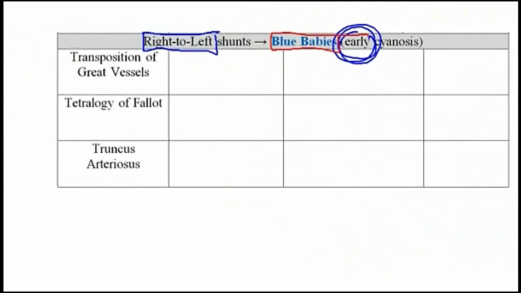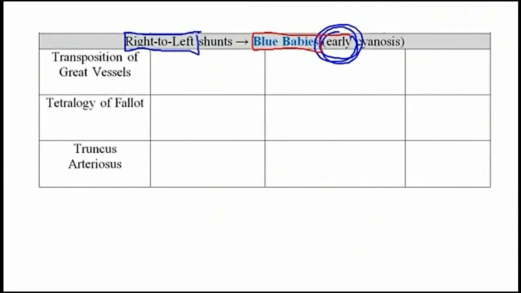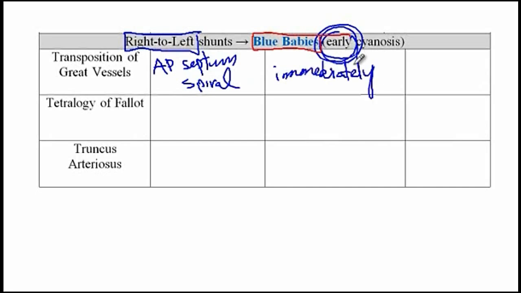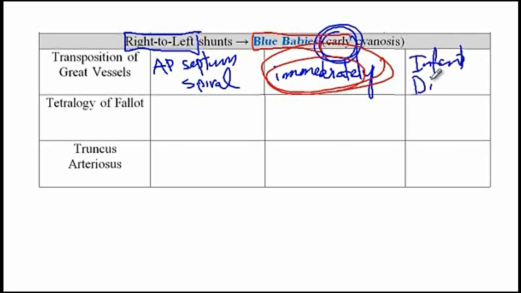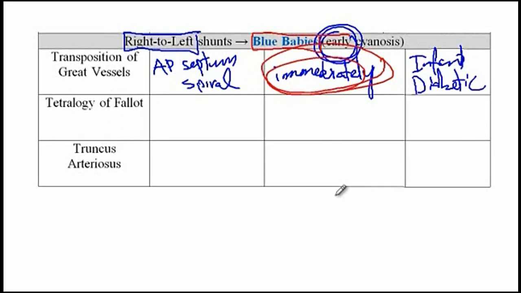So let's go over that again. Transposition of the great vessels is caused by the failure of the aorticopulmonary septum to develop in a spiral fashion, and these patients usually develop cyanosis immediately after birth, and that's very important. So as soon as they're born, they start to develop cyanosis. A common cause of transposition of great vessels is an infant of a diabetic mother.